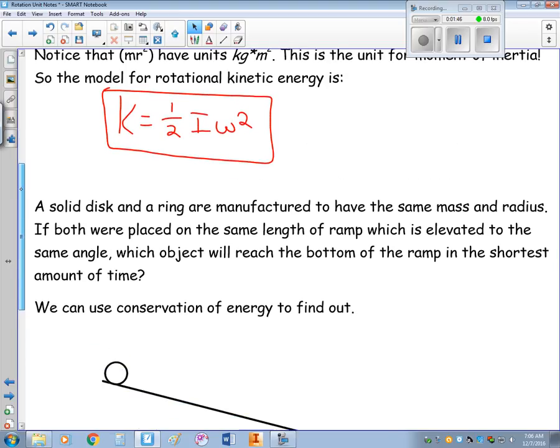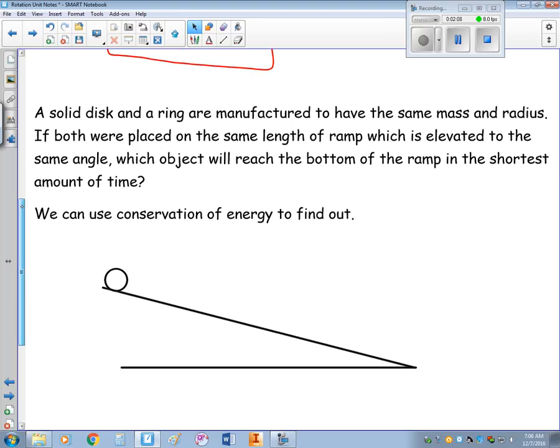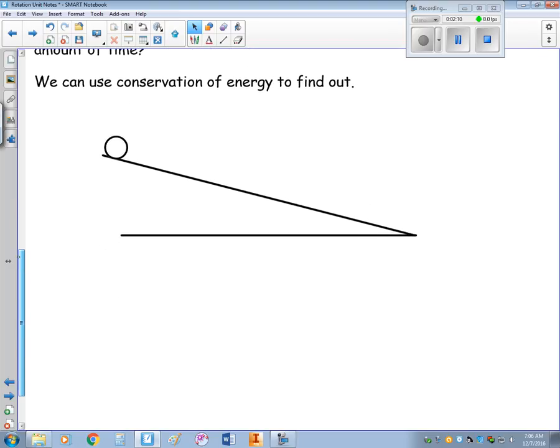Now let's use it. Let's say we have a solid disk and a ring. And both this disk and ring are manufactured to have the same mass and radius. We're going to put both of them on the same length ramp, elevated to the same angle. And we want to find out which object will reach the bottom of the ramp in the shortest amount of time. So this just screams out conservation of energy.